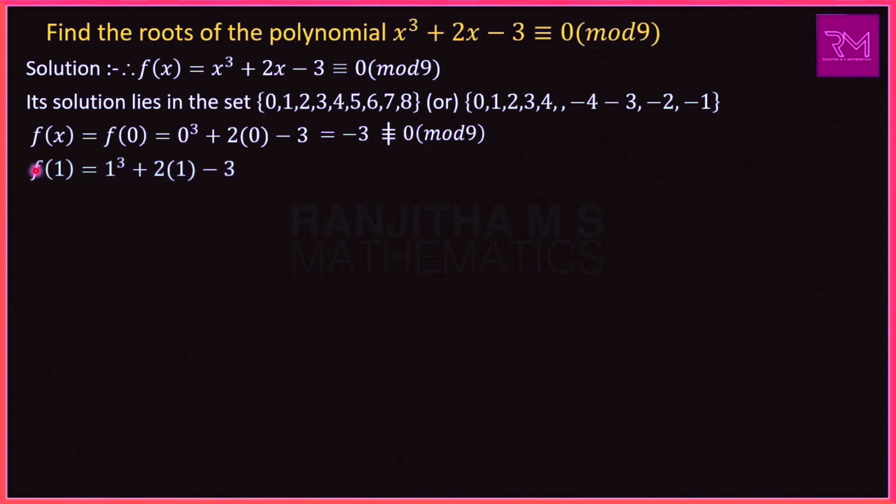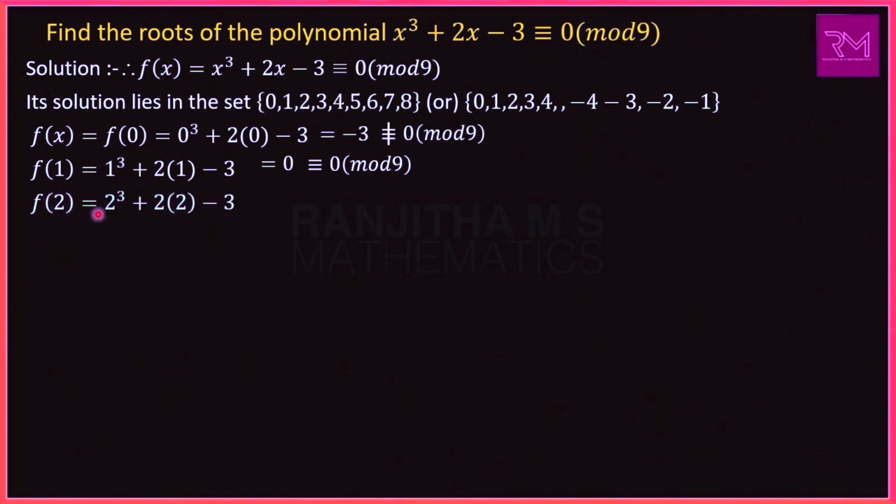In the similar way we have to substitute for x is equal to 1. If you substitute x value as 1 means 1 cube plus 2 into 1 minus 3. Therefore we get 1 plus 2 into 1 is 2, 1 plus 2 is 3 minus 3 is 0. Obviously 0 is congruent to 0 mod 9 satisfies, because 9 divides 0. Therefore this congruency satisfies. Therefore x is equal to 1 is a root.